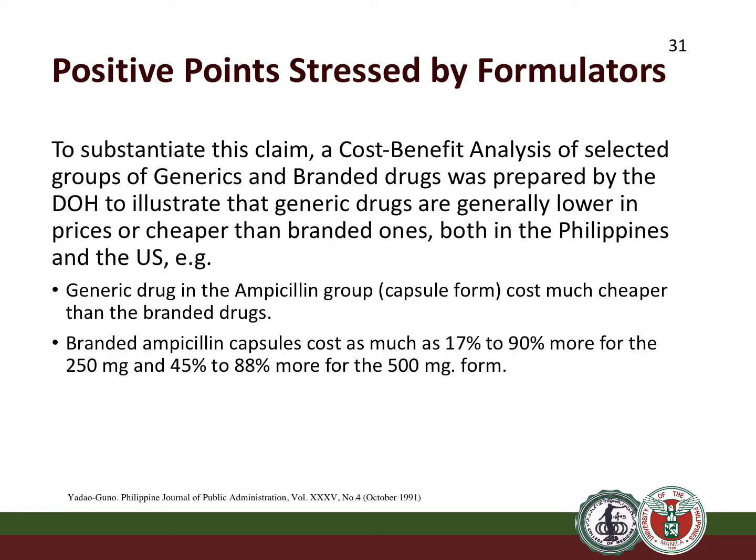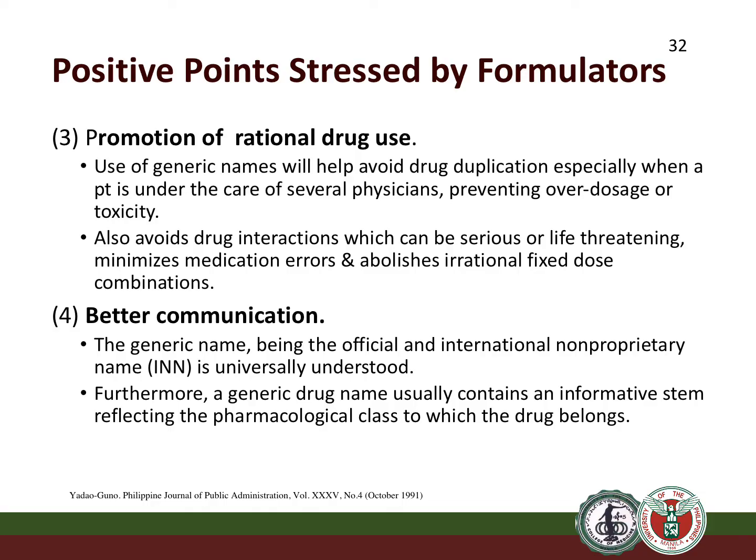So to substantiate the claim that generic drugs are cheaper, they even presented a cost-benefit analysis to say that generic ampicillin is so much cheaper than branded ampicillin. The formulators of the Generics Act also said that this will promote rational drug use. The use of generic names will help avoid drug duplication, especially when the patient is under the care of several physicians, preventing overdosage or toxicity.